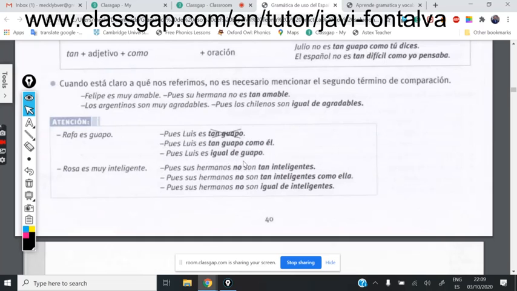So Luis is equal. If it's a positive sentence, you have to include the como bit. However, if it's a negative sentence, it's okay. You could say, "No es tan guapo," or "No son tan inteligentes."